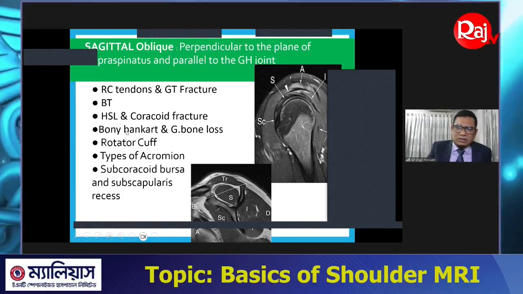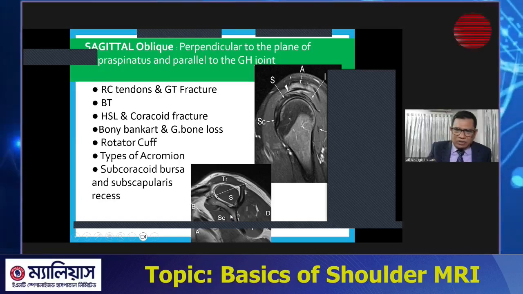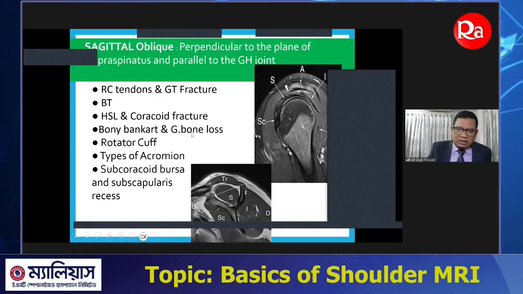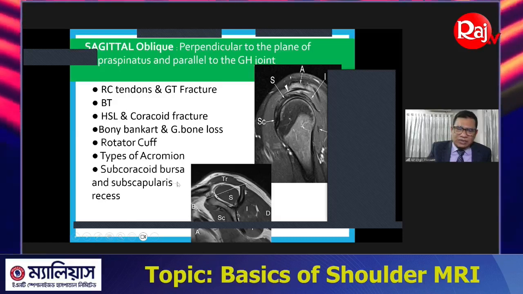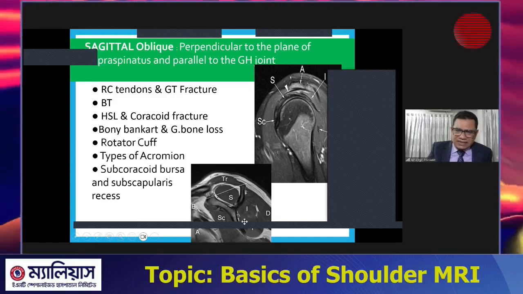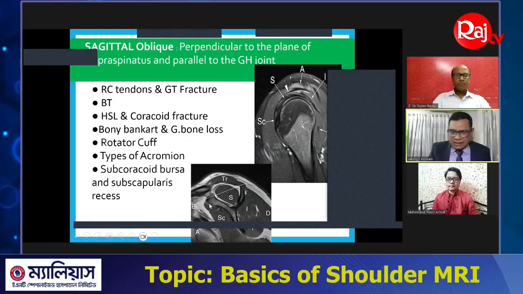Also we can see bony Bankart, if there is any Bankart lesion from this glenoid fossa, bony Bankart, rotator cuff. Types of acromion, this variety of acromion you can see from here, as well as the subcoracoid bursa and subscapular recess. From this we can see from the sagittal cut.